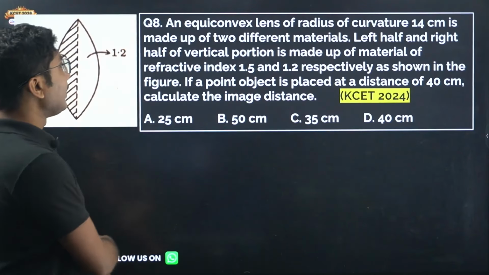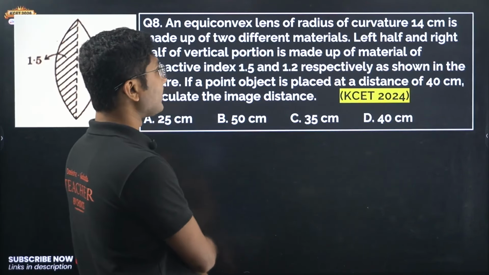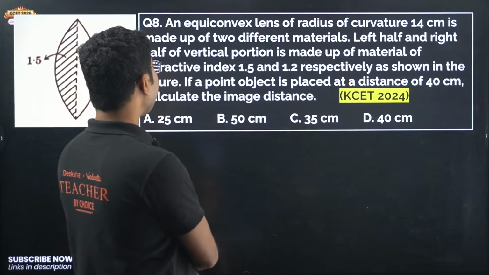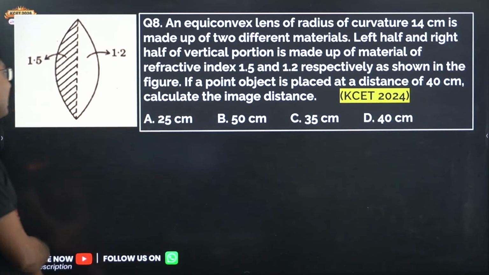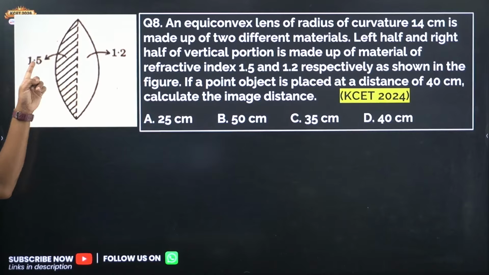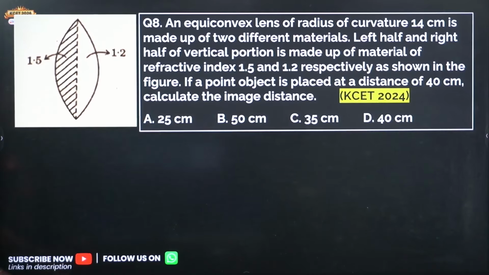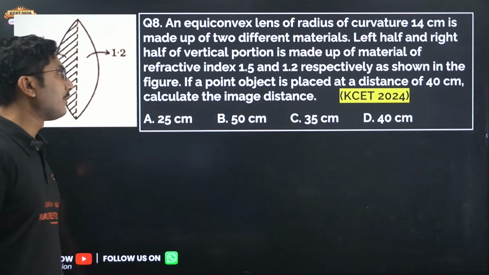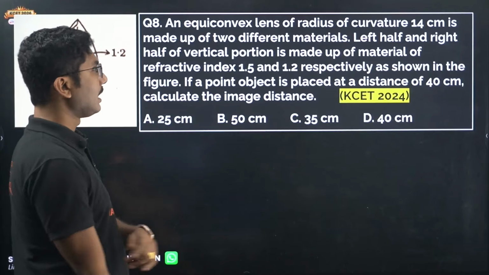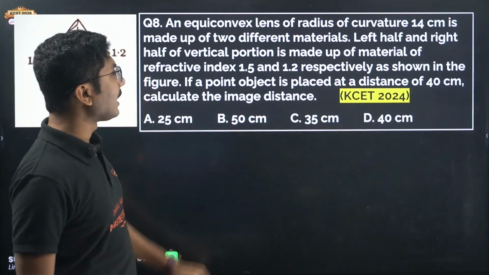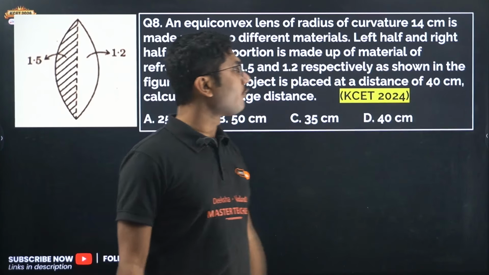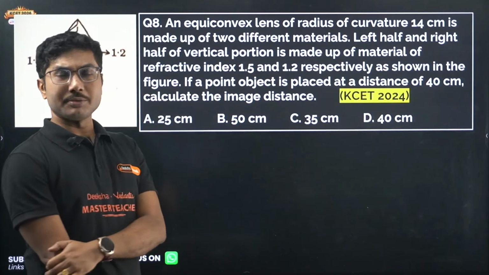Next, an equiconvex lens of radius of curvature 14 centimeter is made up of two different materials, left half and right half. So we have two different materials. Left half is made with 1.5 refractive index, right half is made with 1.2 refractive index, respectively, as shown in the figure. If the point object is placed at a distance of 40 centimeter, calculate the image distance.